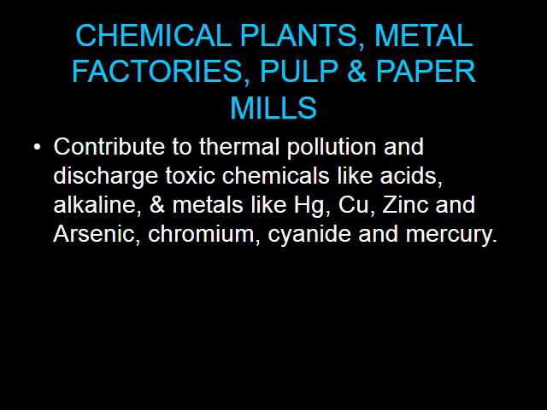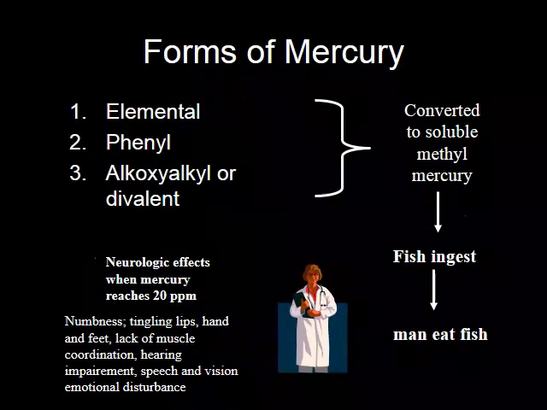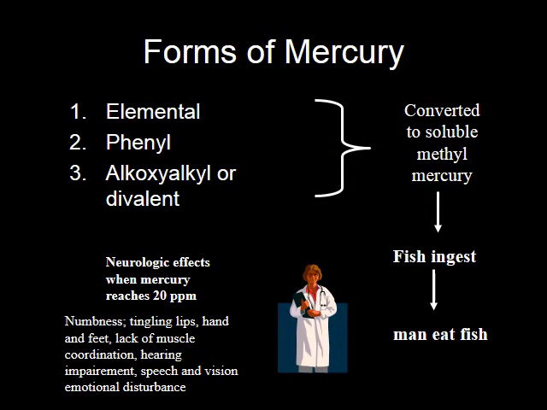Then we have chemical plants, metal factories, pulp and paper mills. They contribute to pollution due to the release of toxic chemicals like acid and metals such as silver, copper, zinc, arsenic, chromium, cyanide, and mercury. Now let's focus a little on mercury. There are three forms of mercury: elemental, phenyl, alkoxyalkyl, or divalent. But whatever it is, it can be converted to methyl mercury, soluble. So once it's in the water, you cannot recognize that there's mercury in it.